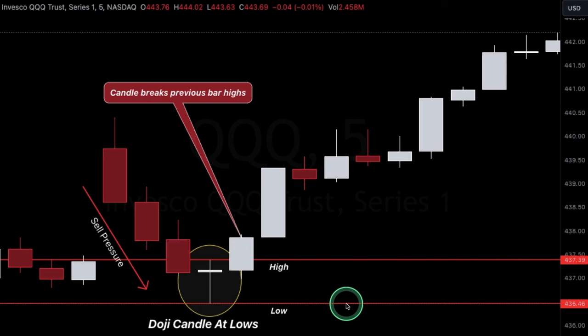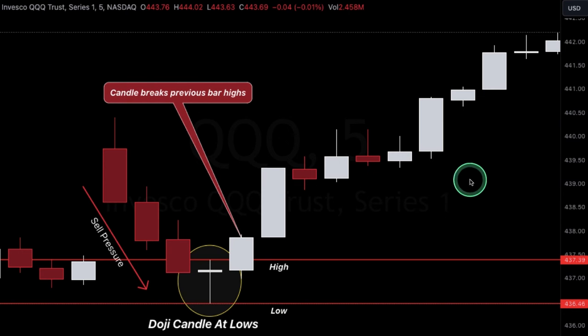But the thing is, you're not going to see that confirmed until it takes out the previous bar high. So here's your doji candle. Here's your next candle taking out the previous bar highs. Once it takes out that structure high, we have a really big pop, a little bit of consolidation, and it runs higher. Once it takes out that high of day at the gap up, it was over with.